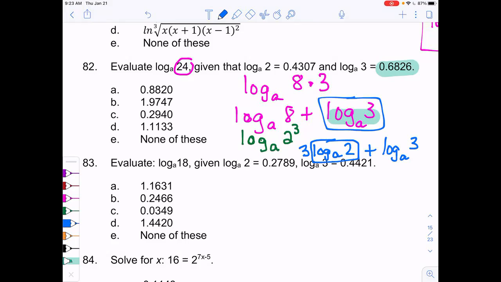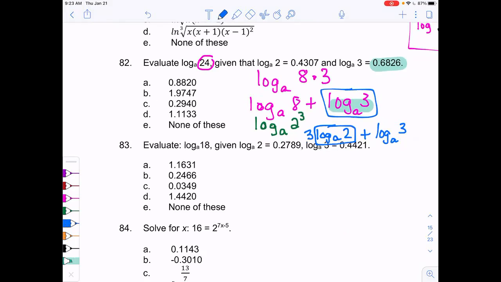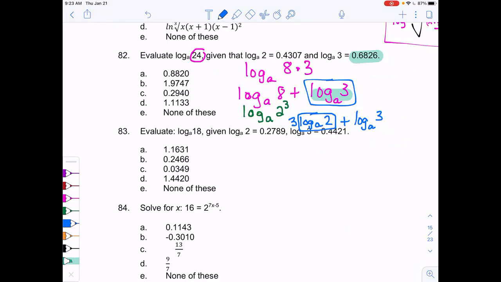So 83 is similar, but I saw that problem, and I knew when we were going over those were questions that were a little tricky as well.